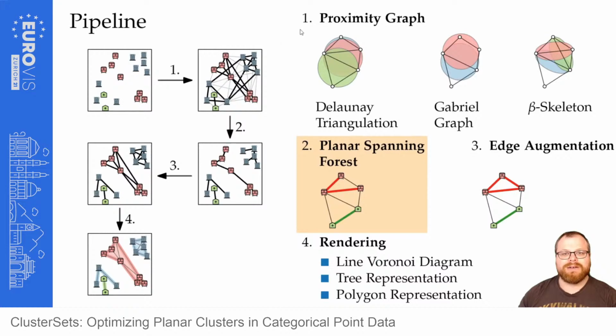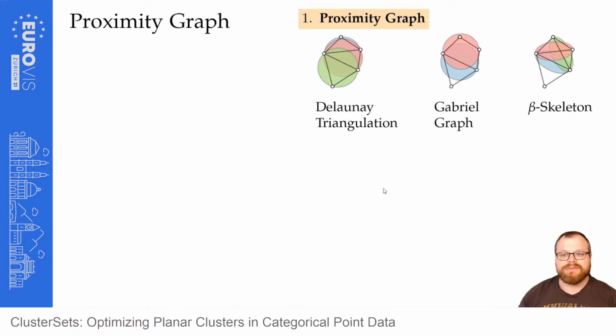We now want to have a closer look at the first step, proximity graphs. We have these three different ways to create a proximity graph. And actually the Gabriel graph is a subgraph of the Delaunay triangulation. Now the Delaunay triangulation is known to be planar. Now the whole second step, finding a planar spanning forest, is trivial as long as the graph is planar. So these don't give us very interesting future steps.